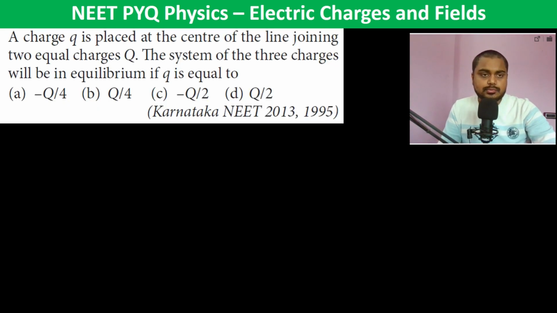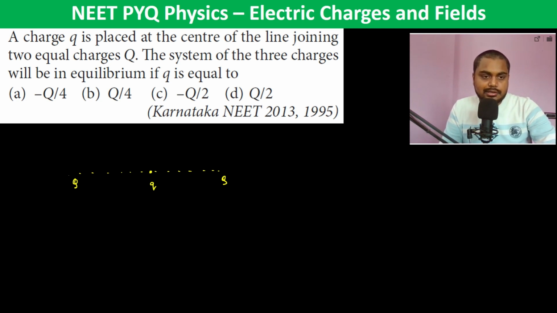A charge small q is placed at the center of the line joining two equal charges Q. So this is Q, this is Q, and this is the line joining both of them, and in between there is a small q. The system of the three charges will be in equilibrium if small q is equal to what? Now we have to keep it in equilibrium.